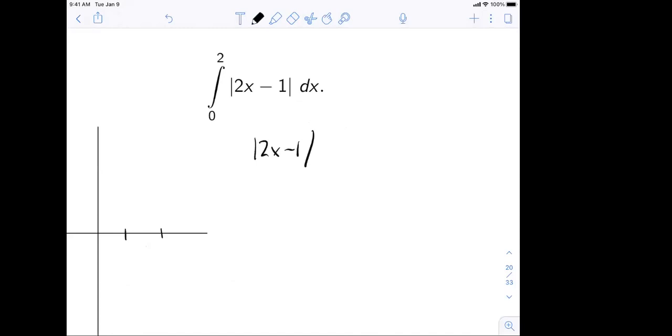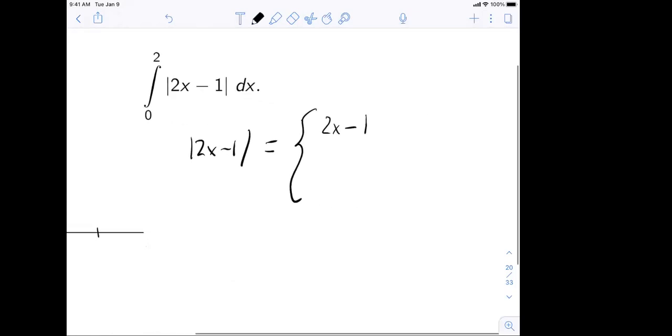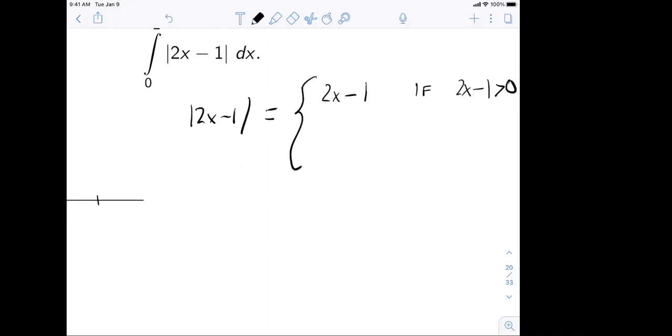Well, this is equal to just 2x minus 1 if 2x minus 1 is greater than 0, right? I mean, the absolute value of something is just that thing if that thing is positive. And what is it equal to if 2x minus 1 is less than 0?